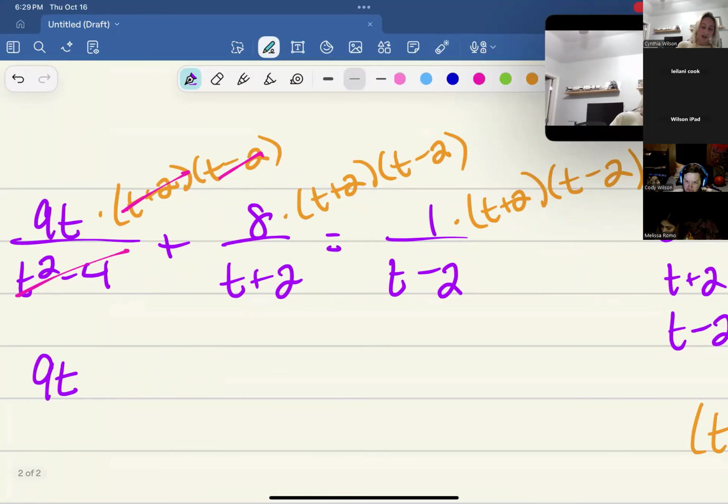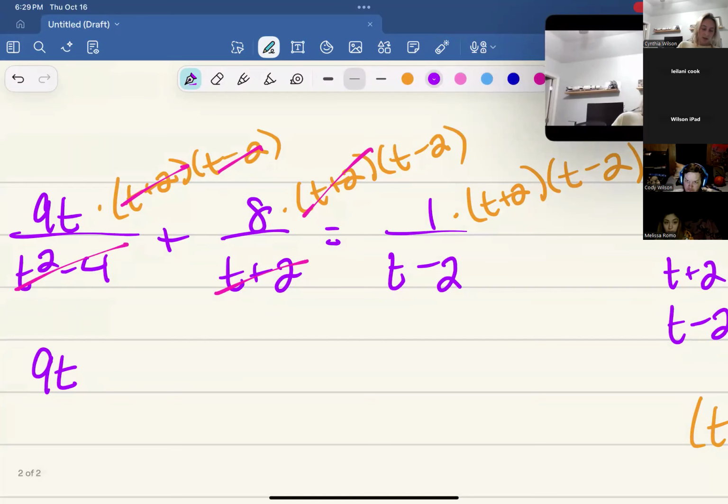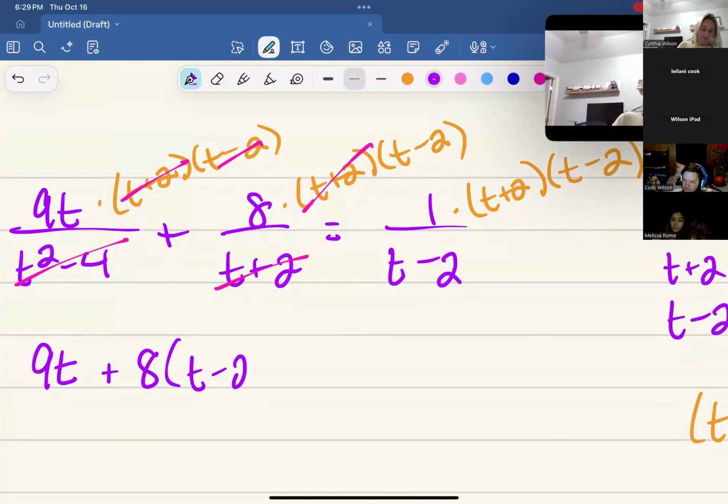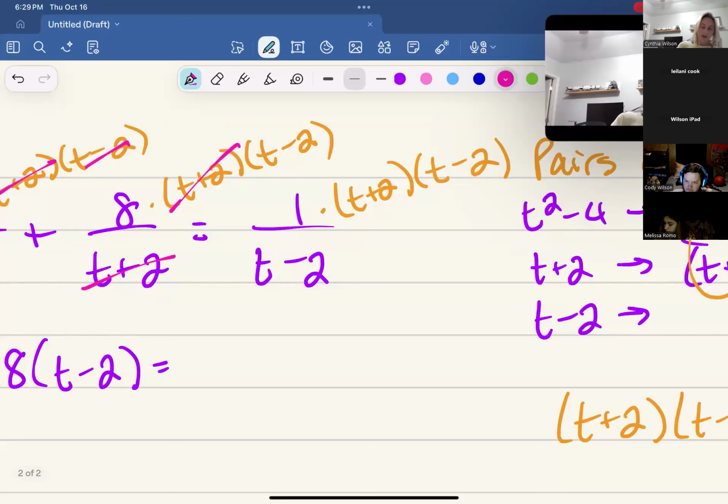Moving on to that second fraction, this time it's just the t plus 2 that cancels, and it leaves the 8 and then this t minus 2. And then on that last fraction, the t minus 2 is the one that cancels.